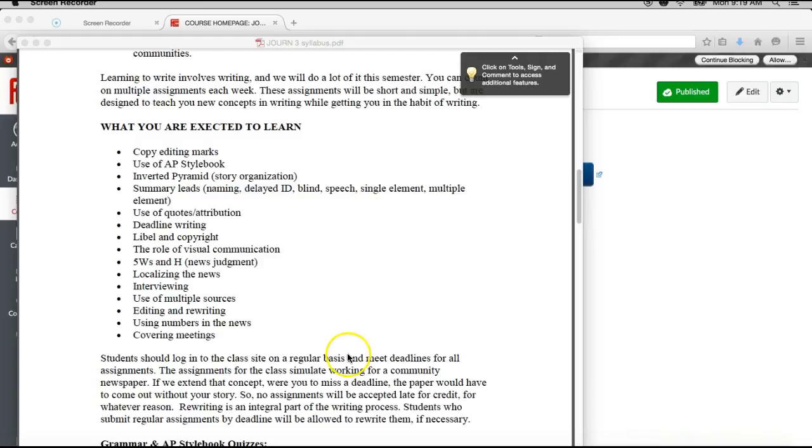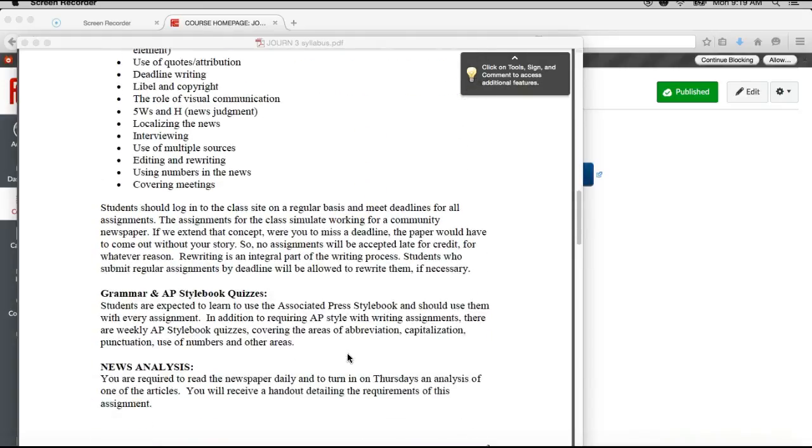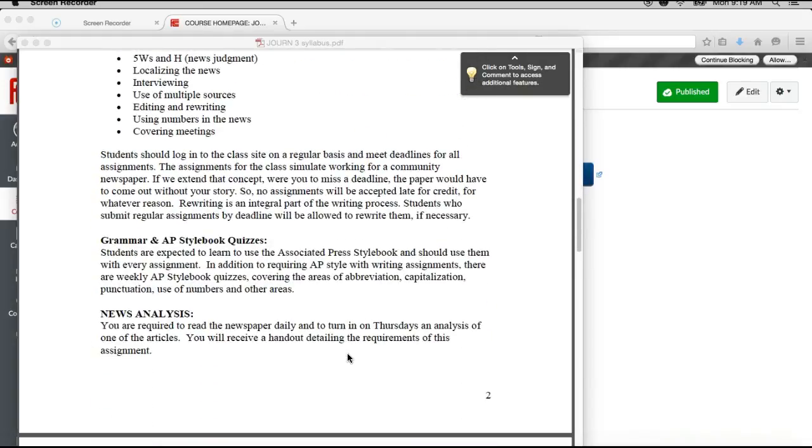Try to visit the class site as frequently as you can, so that if there are any updates, you will learn what they are. Try to meet the deadlines for quizzes, because I'm going to open up a quiz, but it's going to be open only for a certain amount of time. And if you miss that time, it may create some problems for you.